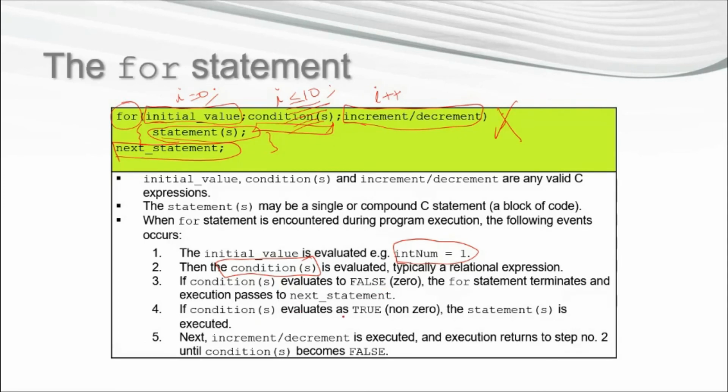If the condition evaluates as true, that is, a non-zero value, then the statements within the for loop are executed. Next, the increment or decrement is executed, and the execution returns to step number 2. This repeats until the condition becomes false. That is how the for loop acts.